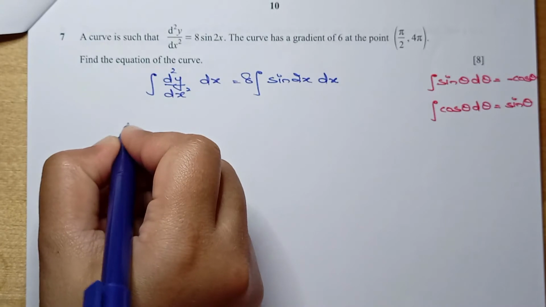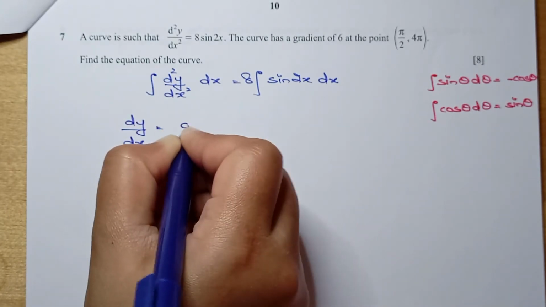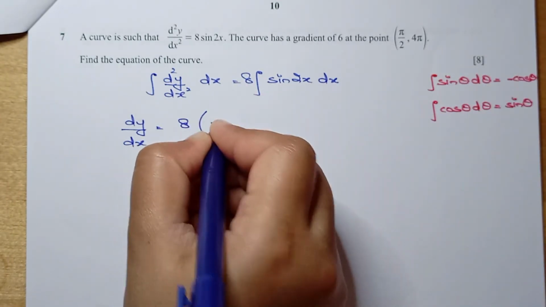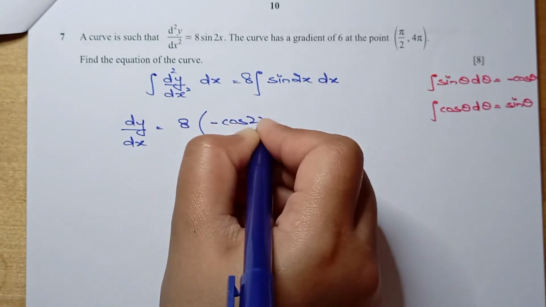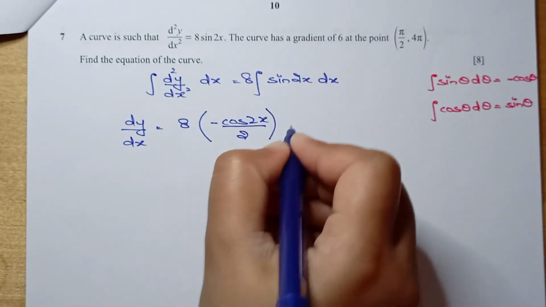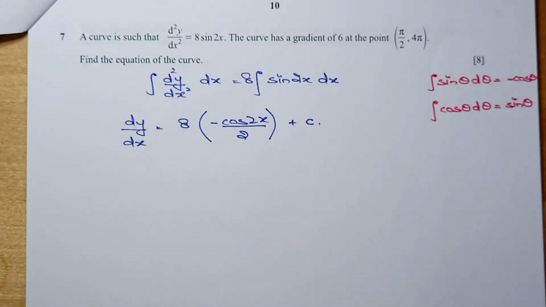Okay, so here we have dy over dx, and 8 is outside. The integration of sine is minus cos, so we have minus cos 2x over 2, because the derivative of 2x is 2, and then plus some constant, because in integration we use a constant if we have an indefinite integral.